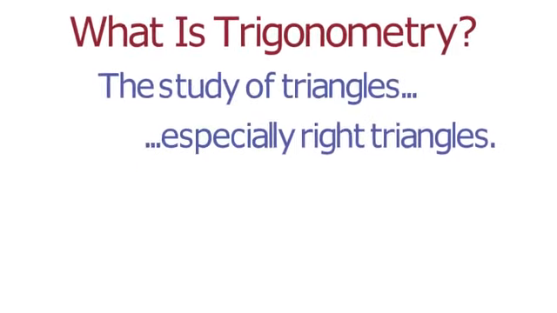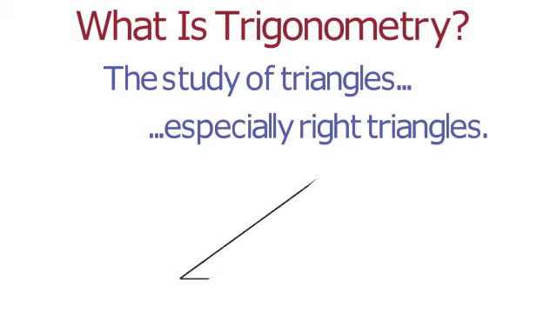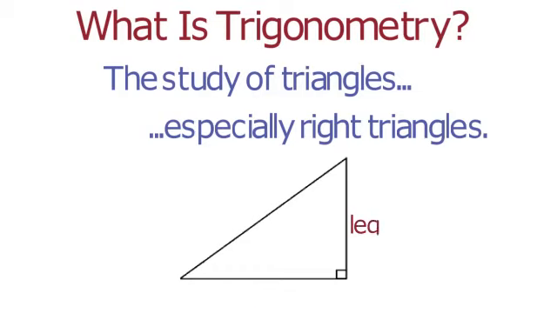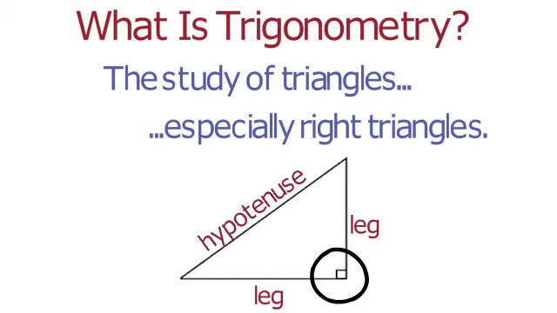Recall from geometry that a right triangle is any triangle that has a right angle, that is, an angle that measures exactly 90 degrees. Every right triangle has two short sides that are both called the legs of the triangle. The two legs of a triangle are always the two sides of the triangle that are joined at the right angle. The remaining side of the right triangle is the side directly opposite the right angle, the hypotenuse of the triangle.